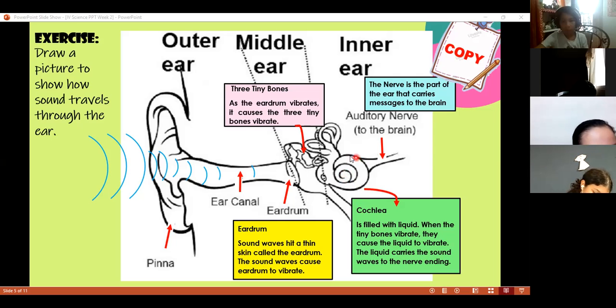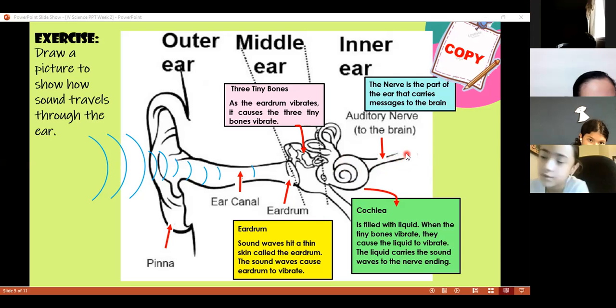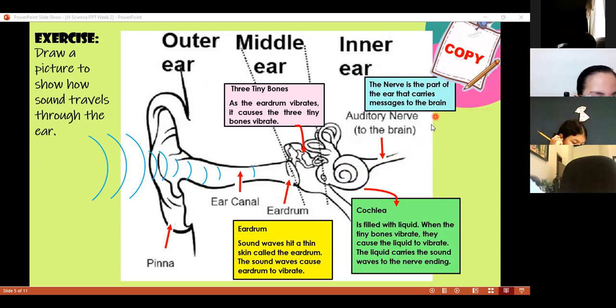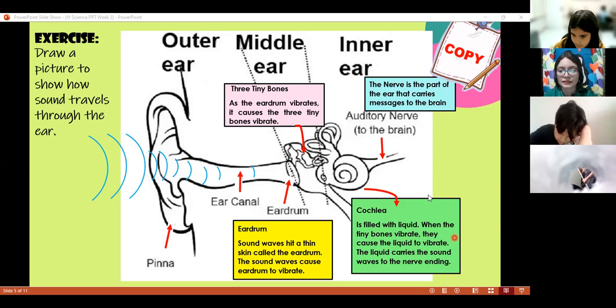Then all this vibration of the liquid goes to the auditory nerve, to the brain. And this part is the one that makes the beauty of hearing these different sounds. The message goes to the brain, and the brain decodes what type of sound it is: if it is a drum, a guitar, a piano, someone talking, a dog barking, and so on. So this is the process, class. Copy this in your notebook. Draw this in your notebook.